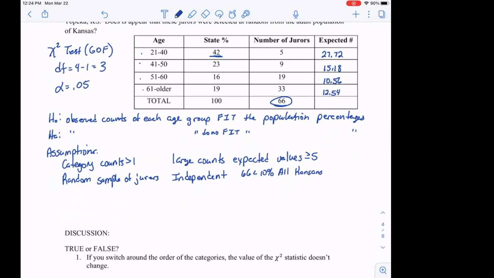Okay, so chi-squared. I observed 5, expected 27.72. Observed 19. No. I observed 33, but I expected 12. Not looking good for the home team.